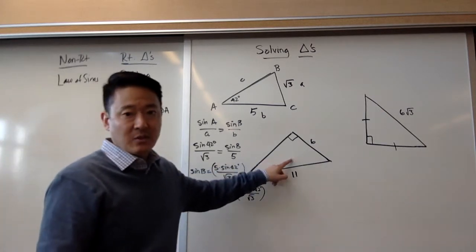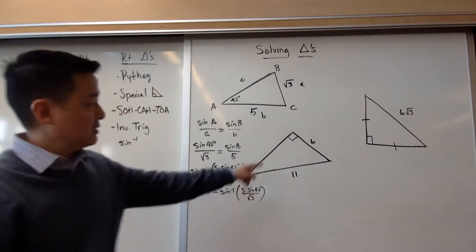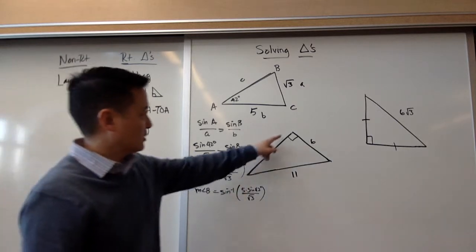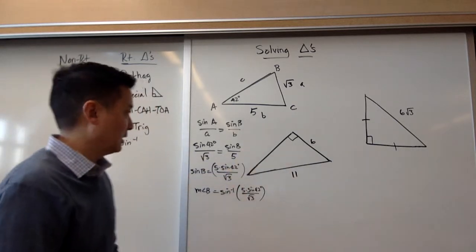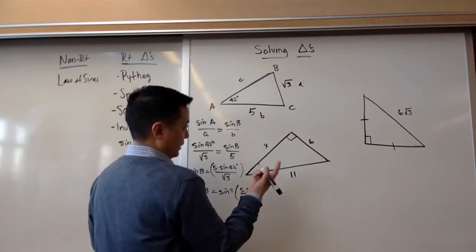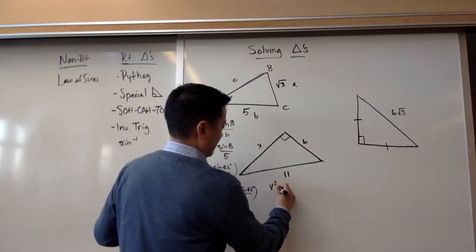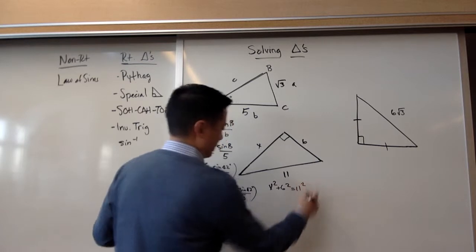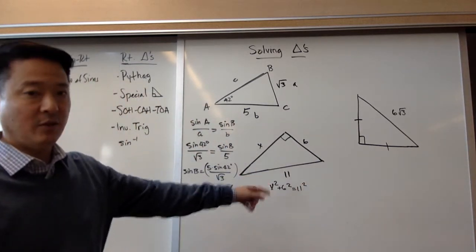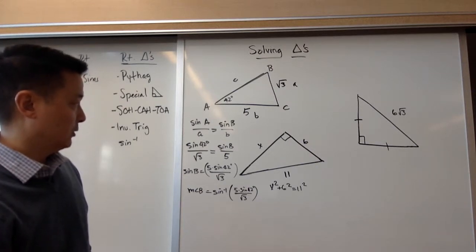Okay. Now we get to this triangle, and we notice that it is a right triangle. So how do we solve this right triangle? Well, we can solve for this side by using the Pythagorean theorem. So if we call this x, we know that x squared plus 6 squared equals 11 squared. And I'm not going to solve that for you on the video. You can pause the video and figure out what x equals.